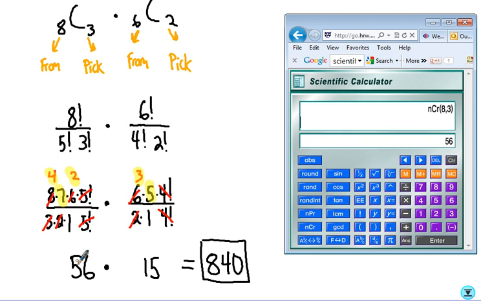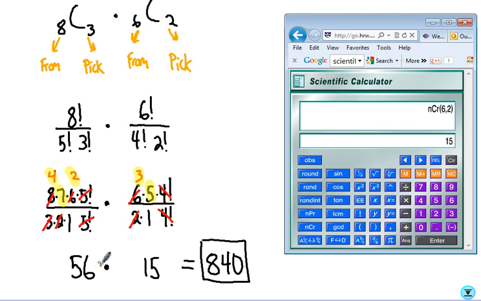Doing the same thing for the girls. There were 6 girls, but we only wanted to choose 2 girls. And we get 15, which is the same number right there. So I want you to be able to do it this way, but I think this is also a good way to check your answer, right?